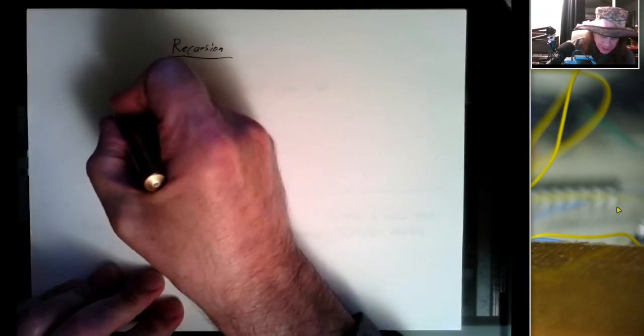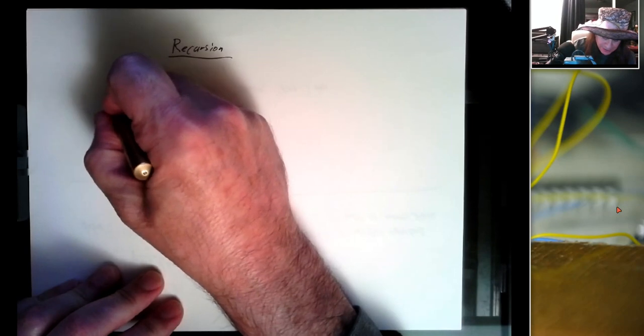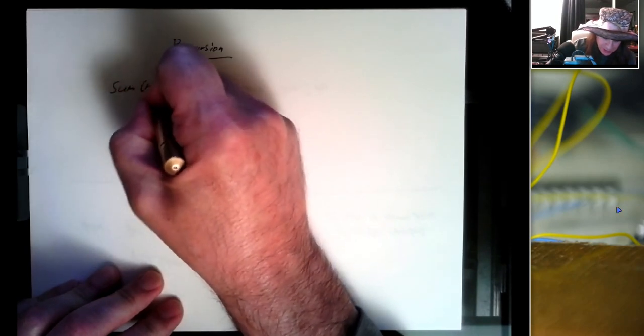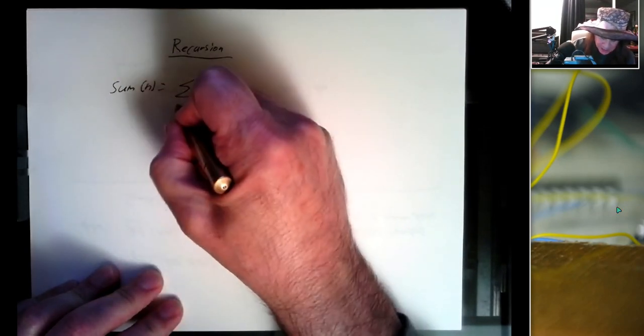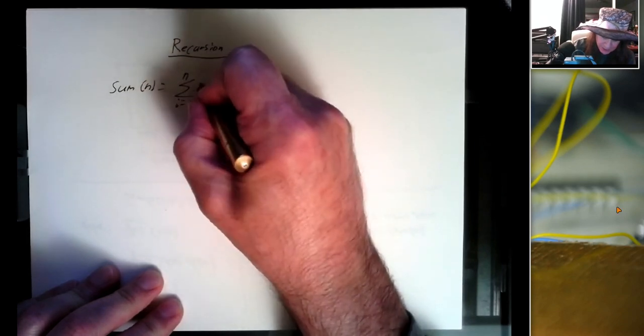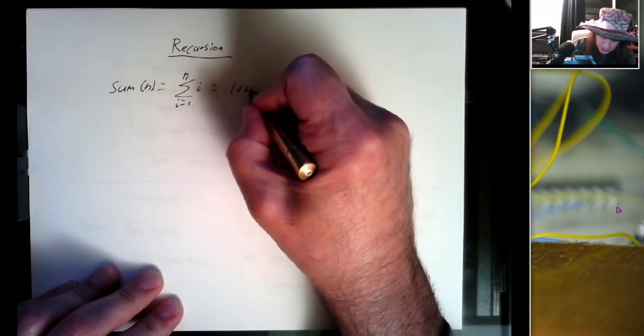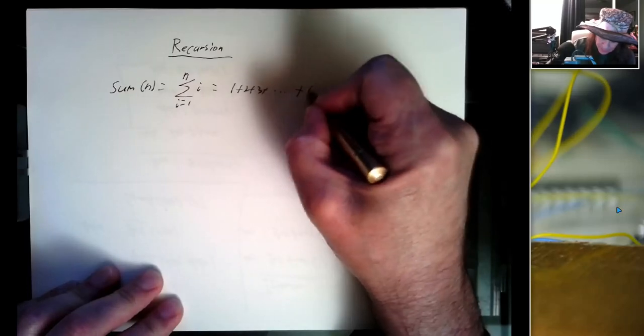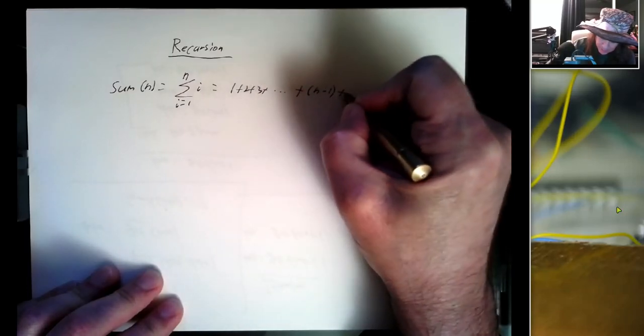The concept is very simple. Sometimes it's easiest to describe something in terms of itself. And that can feel like kind of a quirky thing to do, but let me give you a very simple example. We can write a mathematical function, sum n, and write this as the sum from i equals 1 to n of i, which is 1 plus 2 plus 3 plus ... plus n minus 1 plus n.